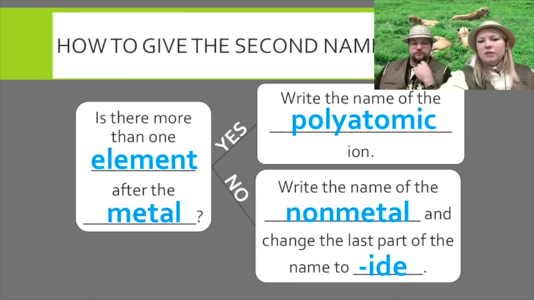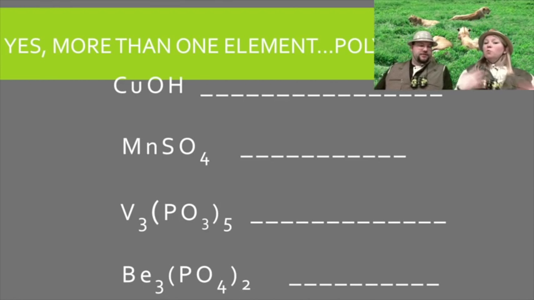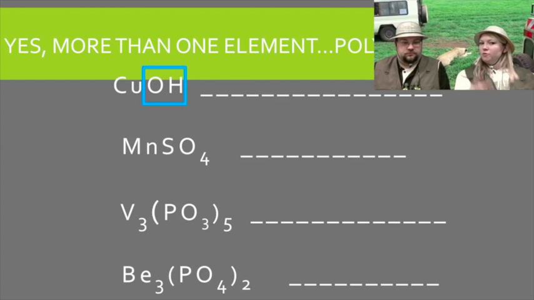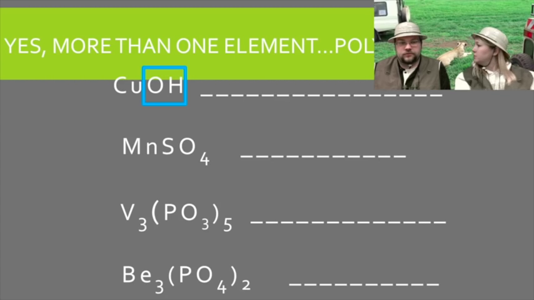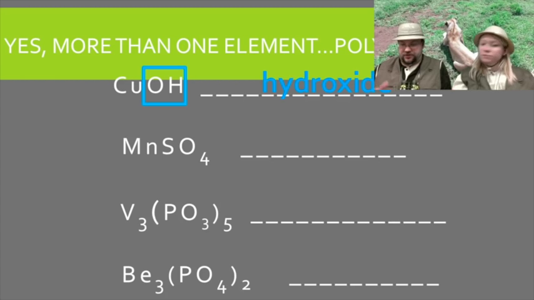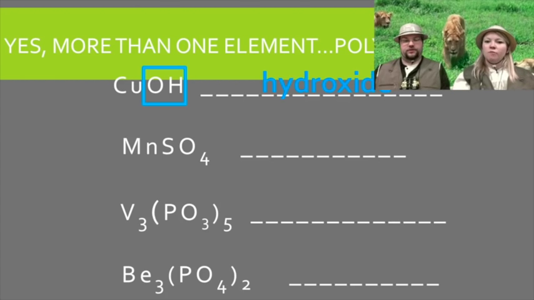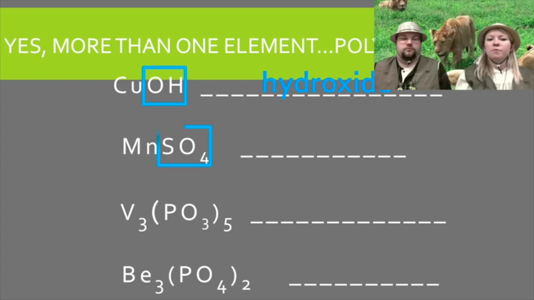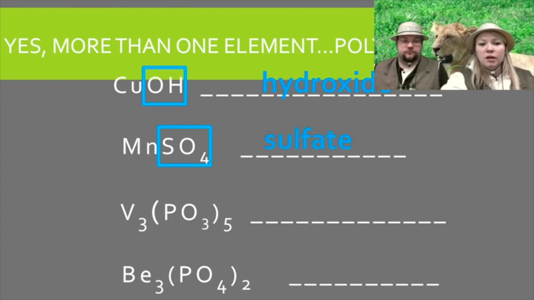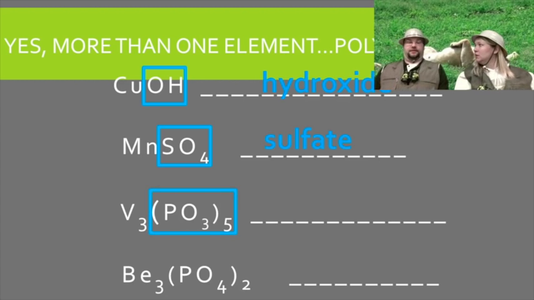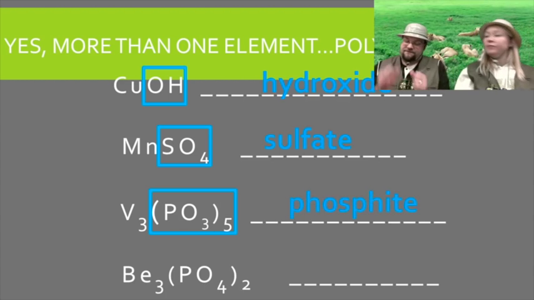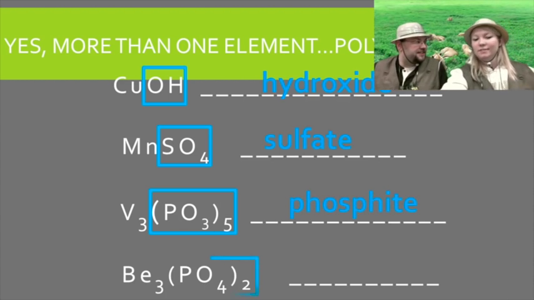So let's try a few here. These are the fancy polyatomics. OH is a polyatomic because it's more than one element after the metal. So OH is hydroxide. Of course, you'll always look these up on your polyatomic sheet and write what it says. Then we have SO4, which you would look up and see is sulfate. We have PO3. I'm going to say that's phosphite. Absolutely, very good. That was a very good victory dance.